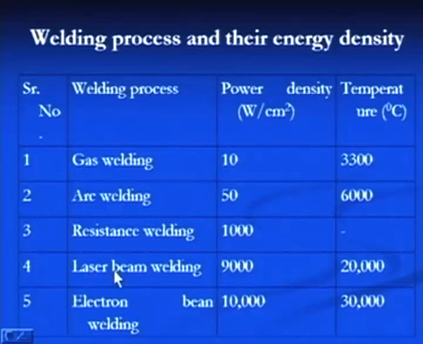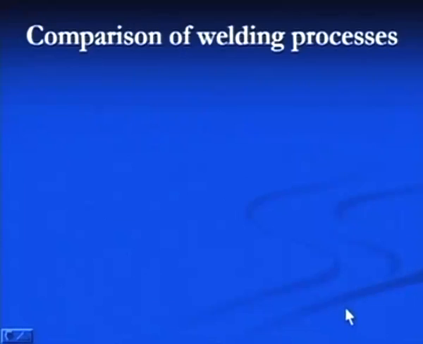And the laser beam welding process offers a further higher power density, in the range of 2000 to 9000 watt per centimeter square, and the temperature is also significantly high, around 20,000 degree centigrade. And the electron beam welding process offers a high power density, around 10,000 watt per centimeter square, and the maximum temperature generated in this welding process is around 30,000 degree centigrade.